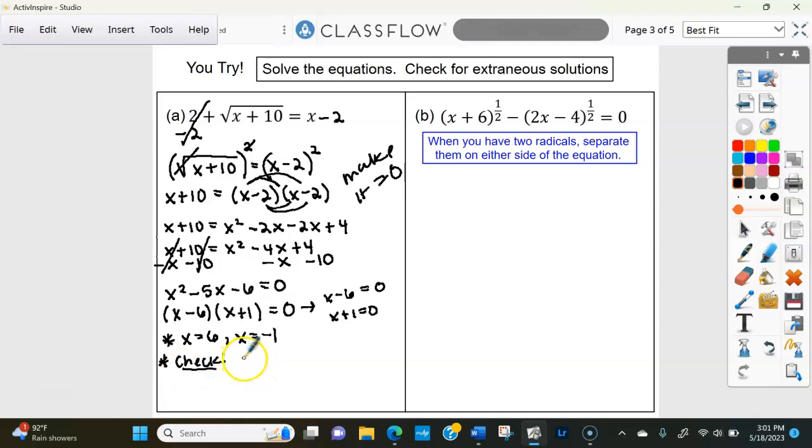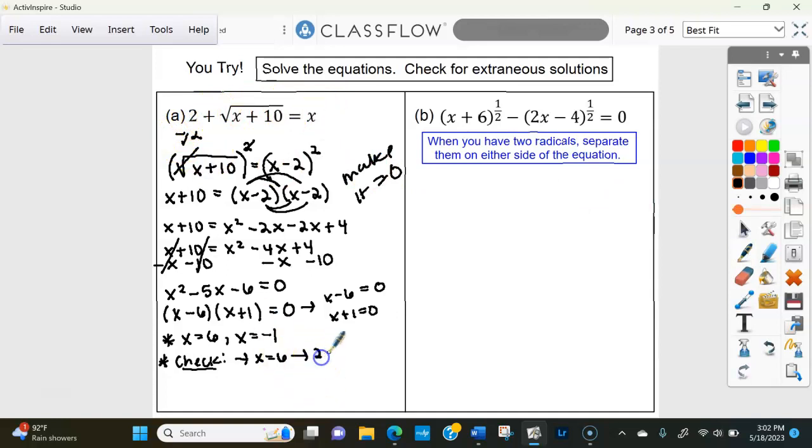Let's first plug in x equals 6. Now, just so I don't lose track of what I plugged in, I'm just going to write down here x equals 6 so I know that that's what I'm checking. Now I'm going to plug it into my original equation. I'm going to erase this here so you can see what the original equation was. So everywhere you see an x, that's where we're going to plug in the 6.